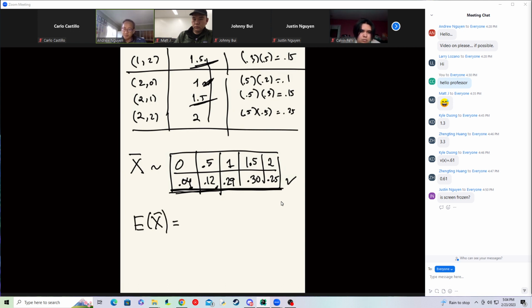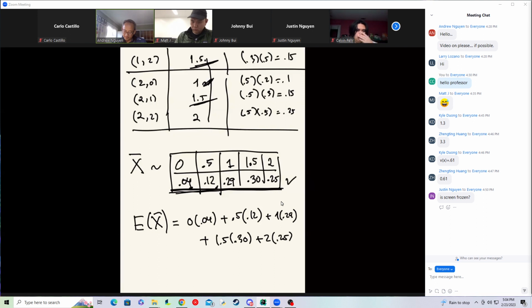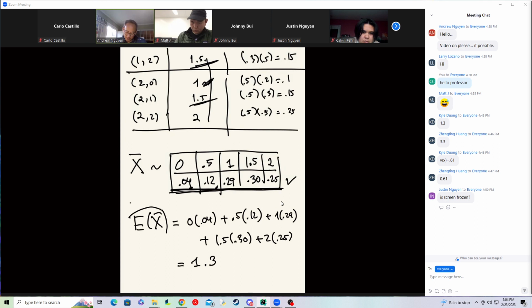Expected value of X bar. That's 0.04 plus 0.5 times 0.12 plus 1 times 0.29 plus 1.5 times 0.3 and 2 times 0.25. Did anyone get a number? 1.3. Right. Sometimes we write this as mu of X bar. The expected value of X bar is 1.3.